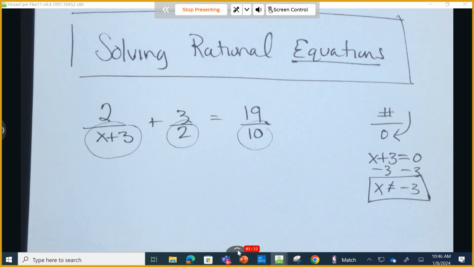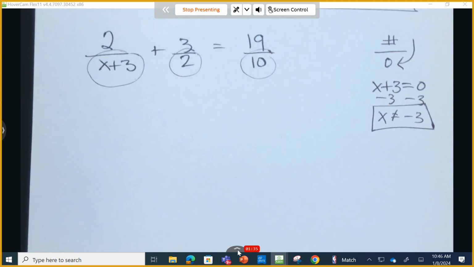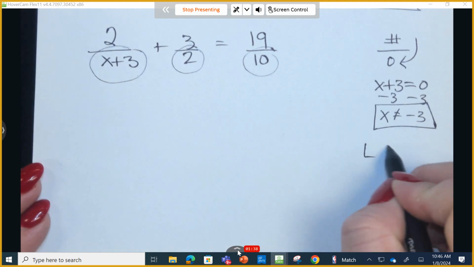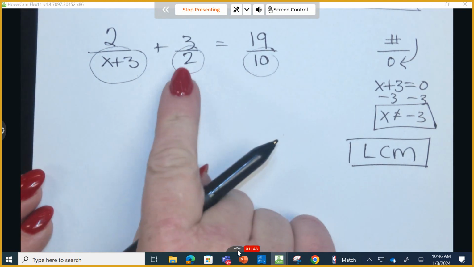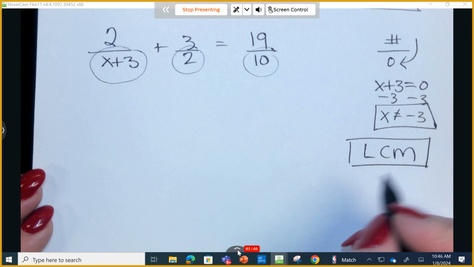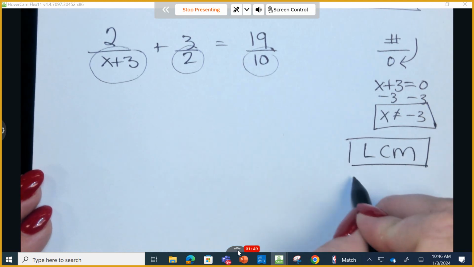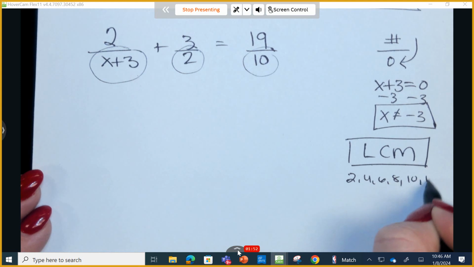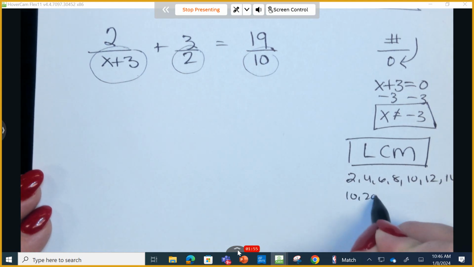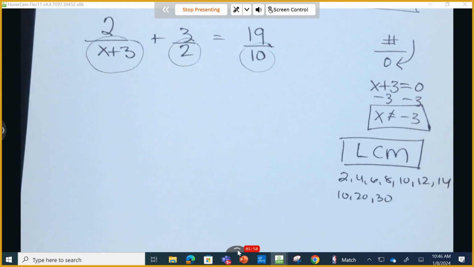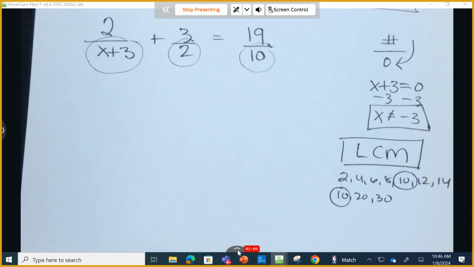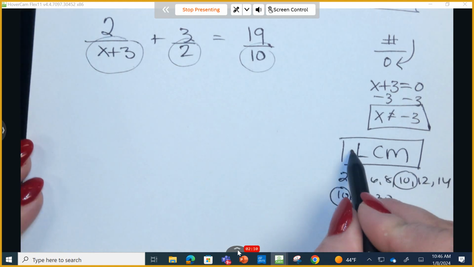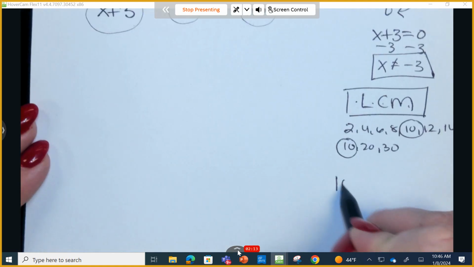There are different ways for us to solve this. This standard says algebraically you need to show how to solve it. I'm going to teach you using the LCM method for this particular type of rational equation. I look at the denominators of the second and the third group, and I write down multiples of 2 and of 10. 2, 4, 6, 8, 10, 12, and so on. And multiples of 10: 10, 20, 30. I'm going to identify the smallest multiple that occurs in both groups. That would be 10. The smallest number that occurs in the multiples of 2 and the multiples of 10 is 10. So when I identify the LCM, which stands for least common multiple, 10 is going to be one of the numbers.